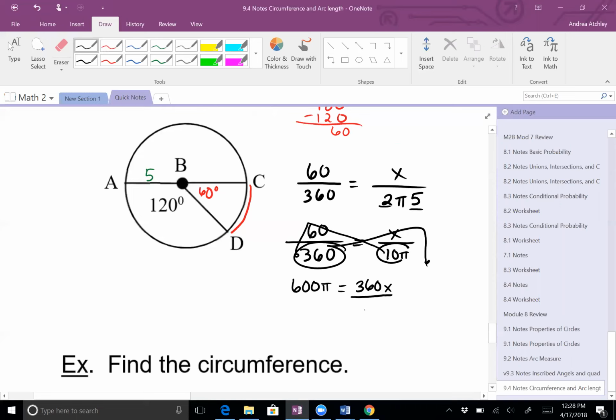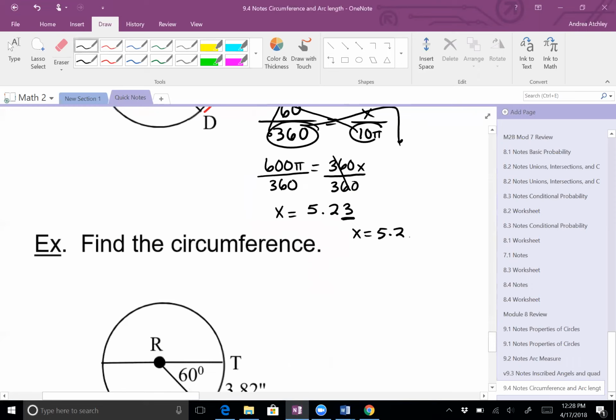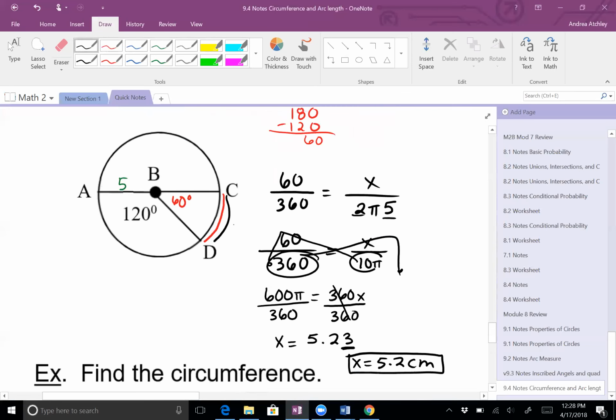Then you divide by the 360, divide by the 360, and you should get x equals 5.23. Does the 3 make the 2 move up? No, so it's just x equals 5.2, and our units are centimeters. So the length of that arc from here to here is 5.2 centimeters. Any questions over that?